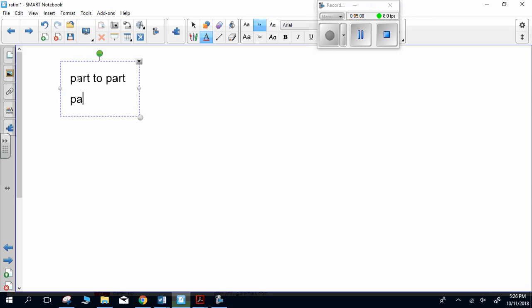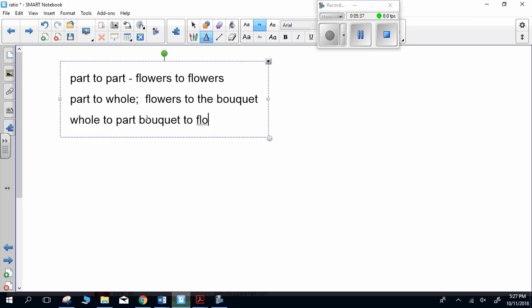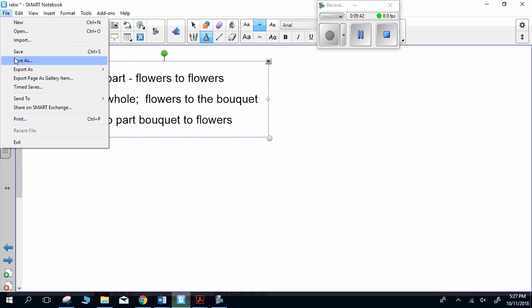And then we also did part to whole, and then we did whole to part. Part to part was comparing flowers to flowers. Part to whole was comparing flowers to the bouquet. And whole to part was comparing the bouquet to some of the flowers. Please write that in your notebook.